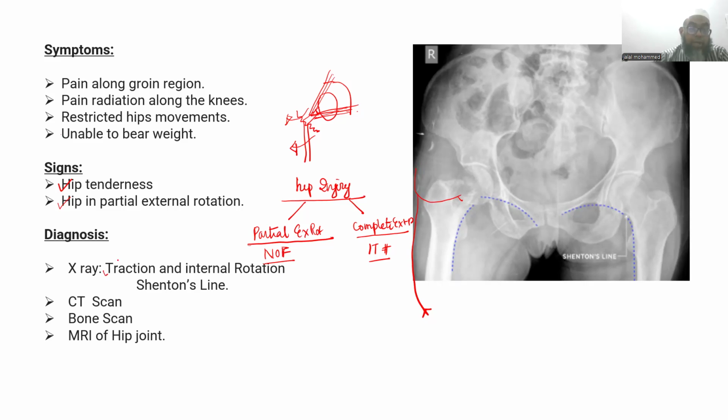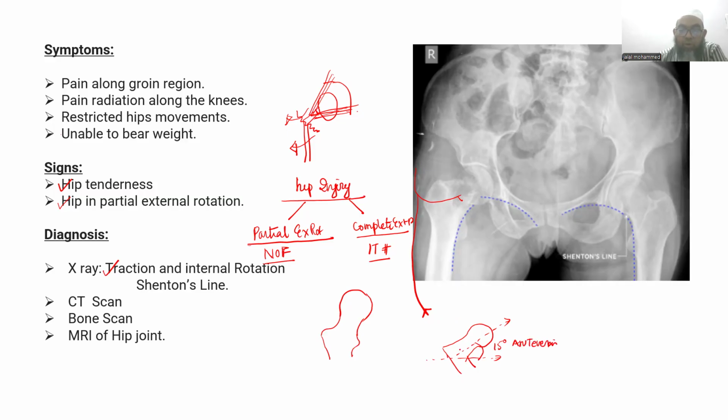So traction and internal rotation. Why is traction and internal rotation very important? Because this is the neck, the greater trochanter and the lesser trochanter. So if you see this one, this is the plane of the femur. This is the plane of the head. So it's around 15 degrees of anteversion.